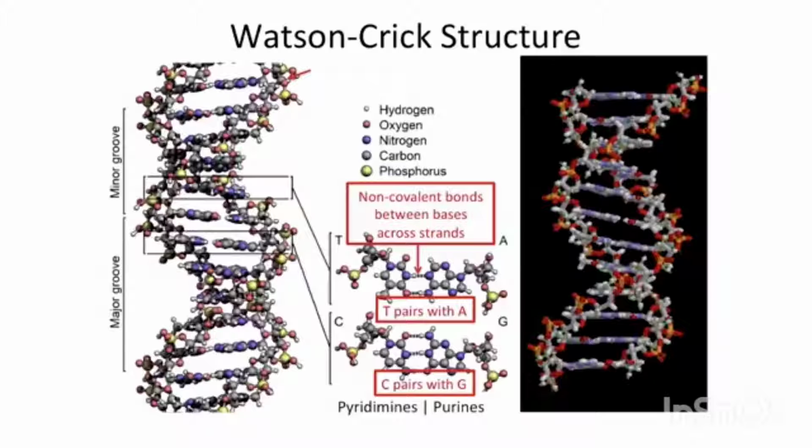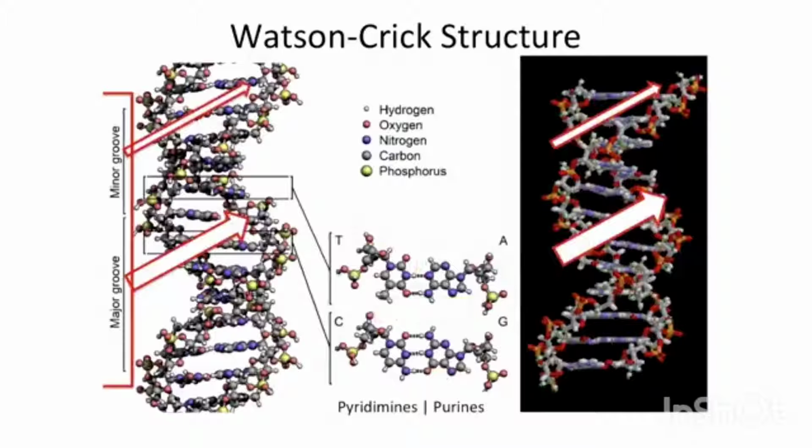This is another view of the structure, and what you'll see is that pyrimidines pair with purines. T is paired with A, C is paired with G. Non-covalent hydrogen bonds form between the bases to make base pairs. And this pairing is the part of the structure that accounts for the base equivalency established by Chargaff. There are two grooves in the structure. The major groove is wide and the minor groove is narrow.